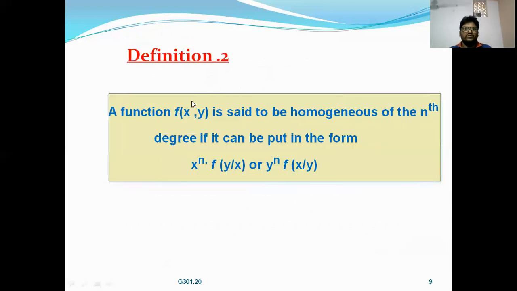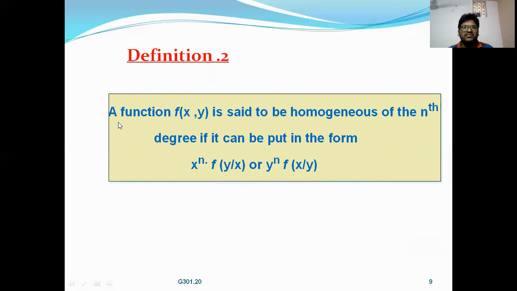See another definition too. Before this definition, we were discussing the homogeneous function. This definition is for the homogeneous differential equation. See here, a function f of x comma y is said to be homogeneous of nth degree if it can be put in the form x to the power of n into f of y by x, or y to the power of n into f of x by y. This is the alternate definition of the above homogeneous function.